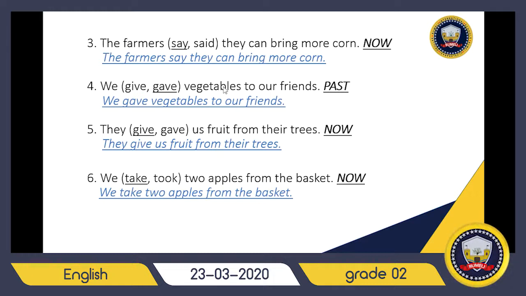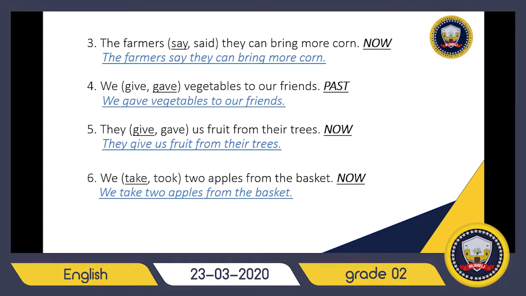Number 4. We gave vegetables to our friends. Change it into past. We gave vegetables to our friends. Number 5. They gave us fruit from their trees. Now. So they give us fruit from their trees. Number 6. We took 2 apples from the basket. Now. So we take 2 apples from the basket. Excellent. Now I hope that irregular verbs are more clear than before.